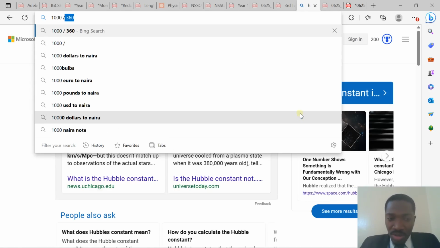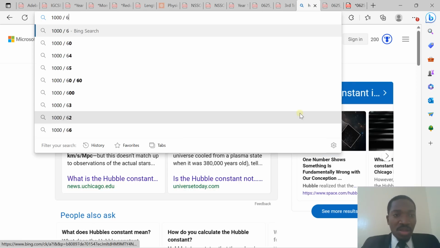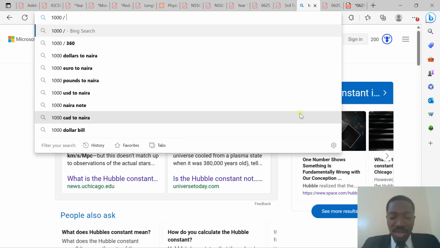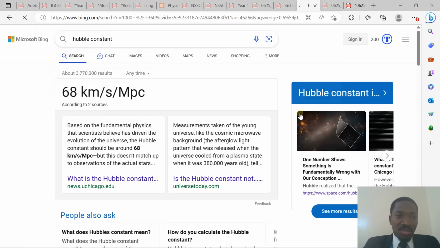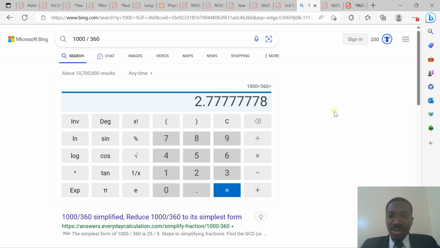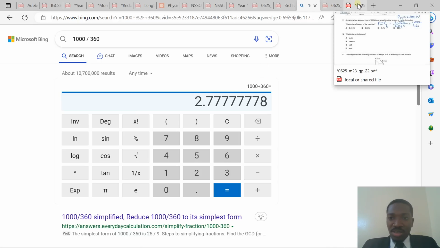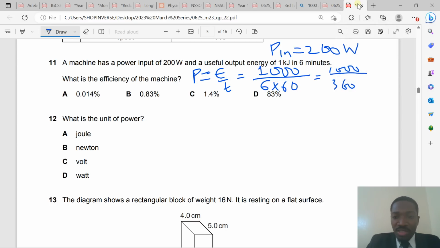1000 divided by 6 times 60, that will be 3600. No, 360, not 3600. Yeah, 6 times 60 is 360. That will give us 2.78. So we have 2.78 as the power. 2.78 watts. That will be the power output.